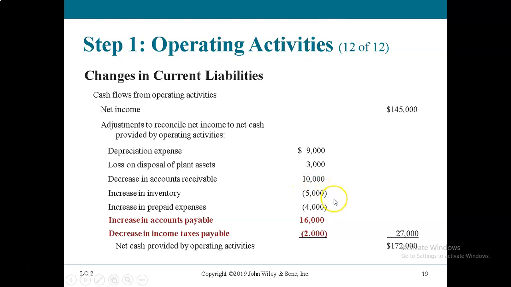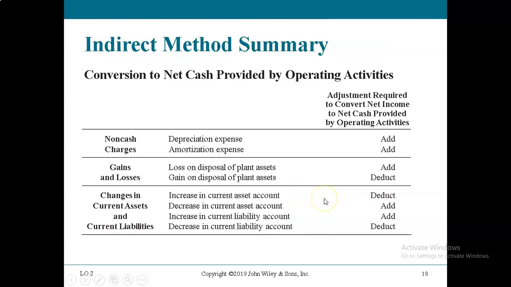If inventory goes up, then you must have purchased inventory, so you subtract, because having more inventory means you probably have less cash. The easiest way to remember this is to look at this chart. If a current asset goes up, you deduct. If a current asset goes down, you add. If a current liability goes up, you add. If a current liability goes down, you deduct. So this is a very handy chart to have, and you can use this when you make the cash flow statement.